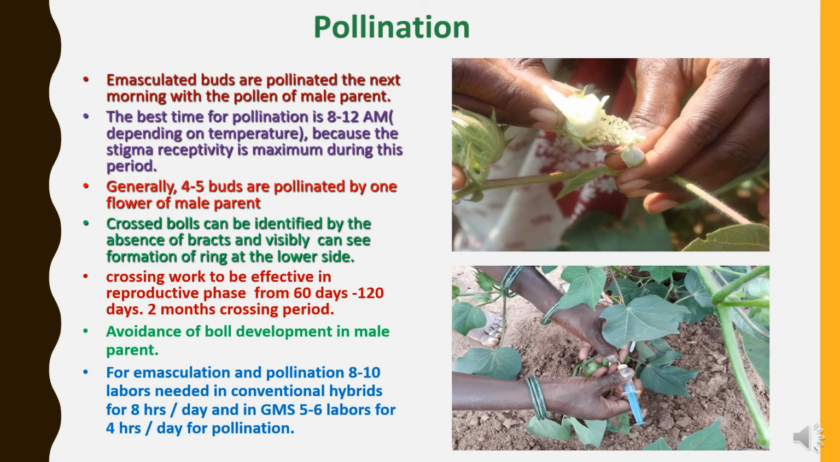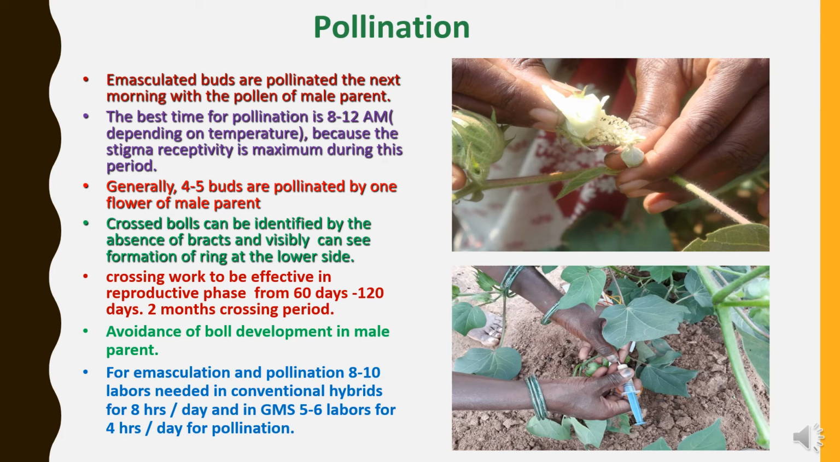During pollination, the emasculated buds are pollinated the next morning with the pollen of the male parent. The best time for pollination is 8 to 12 am, which depends upon the temperature, because stigma receptivity is maximum during this period of 8 to 12 am. Generally 4 to 5 buds are pollinated by one flower of the male parent.